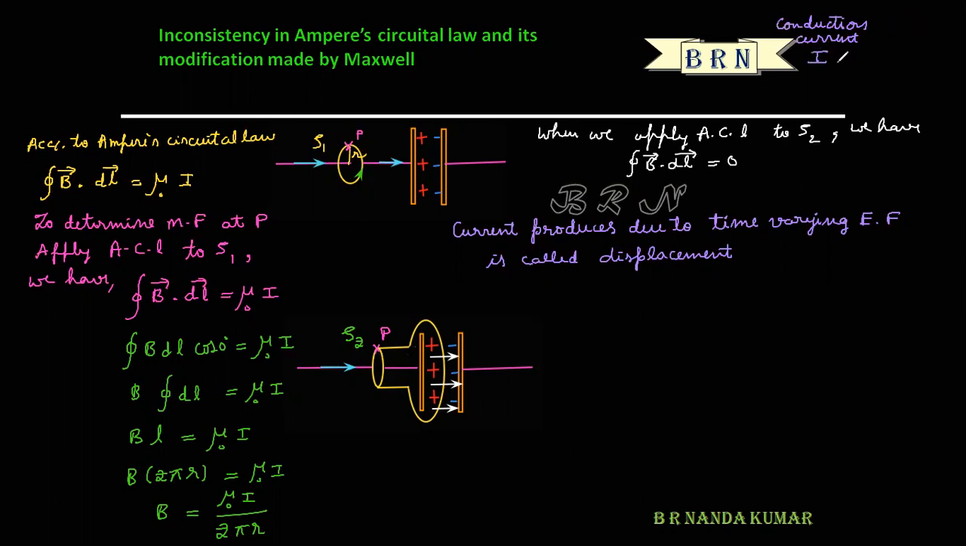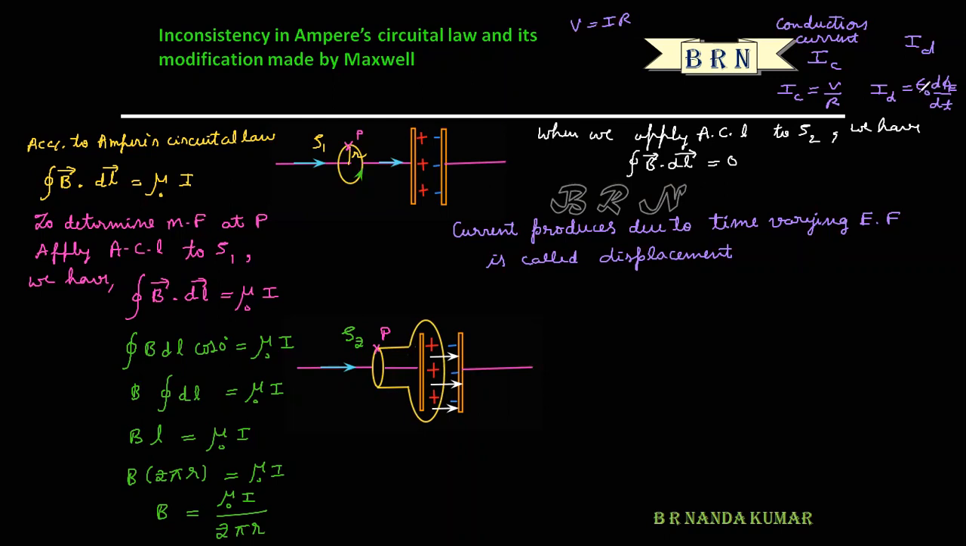Conduction current and displacement current. According to Ohm's law, V is equal to IR. So the conduction current mathematical expression is IC is equal to V by R. The mathematical expression for displacement current is ID is equal to epsilon naught into d phi E divided by dt.